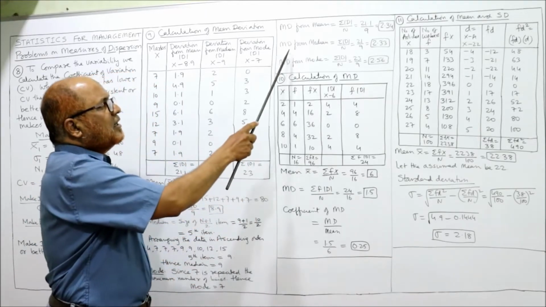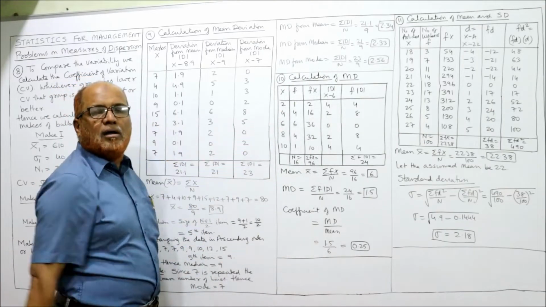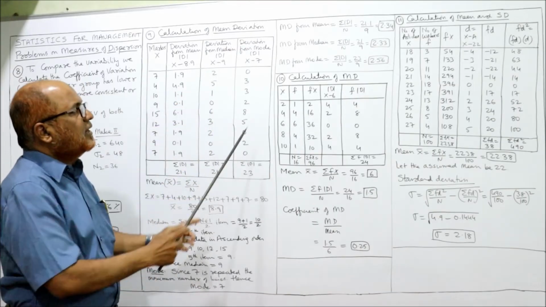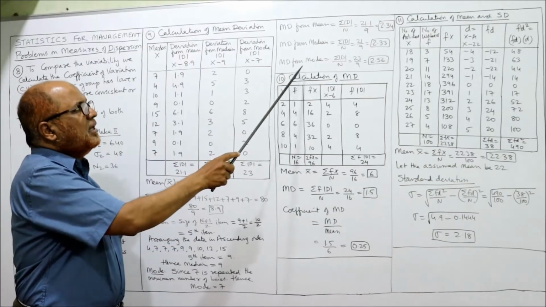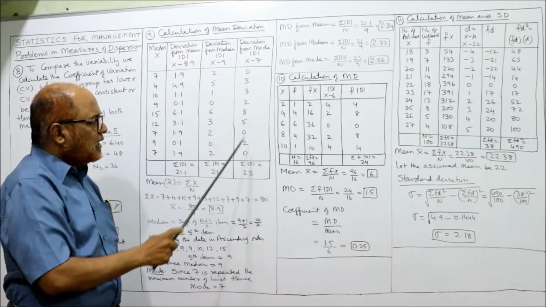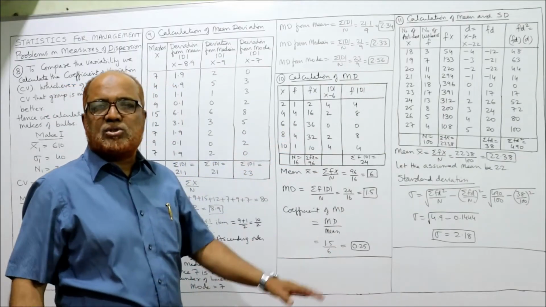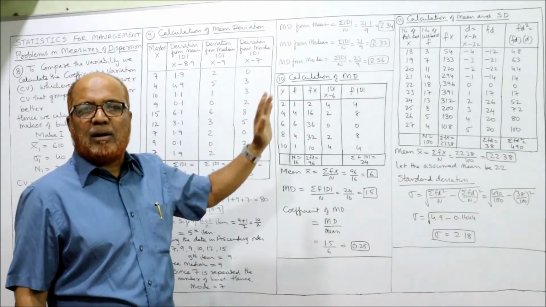Now mean deviation from median. The summation mod D by n, same formula. How much is the total? From median it is 21. 21 by 9 is 2.33. Now mode. Mean deviation from mode, summation mod D. How much is it? 23. 23 by 9 is 2.56. That's all. So we have calculated the mean deviation from mean, median and mode.